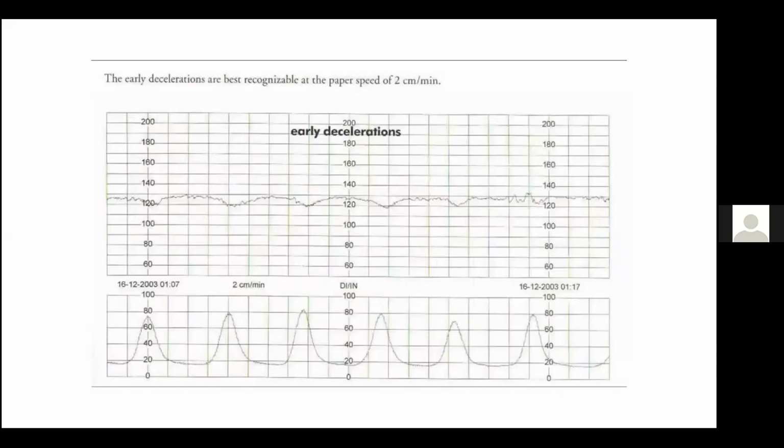But let's look at another context. If we look at this CTG, we can see that now we've got a reduced variability and we've got shallow early decelerations. Why are we saying they're early?